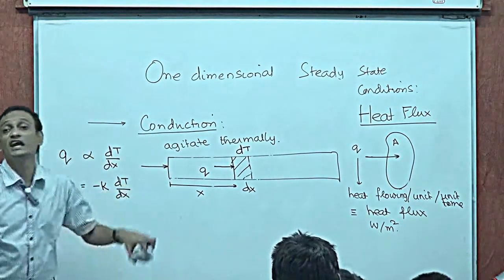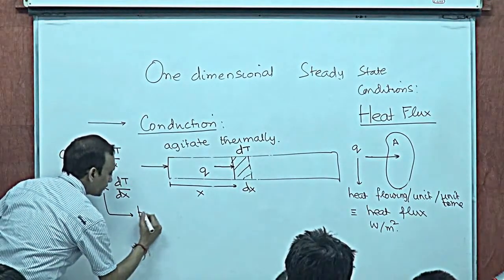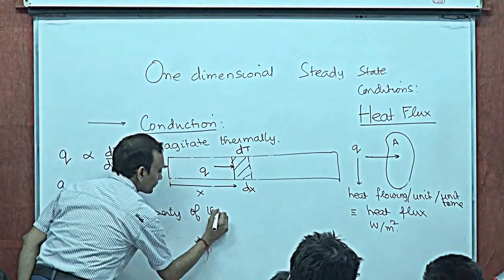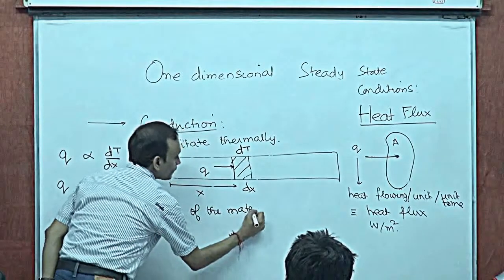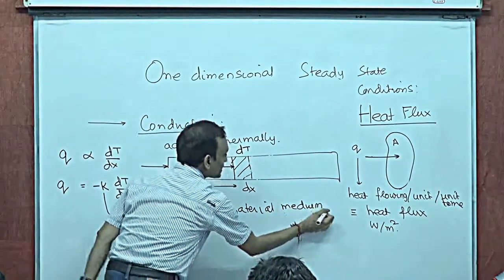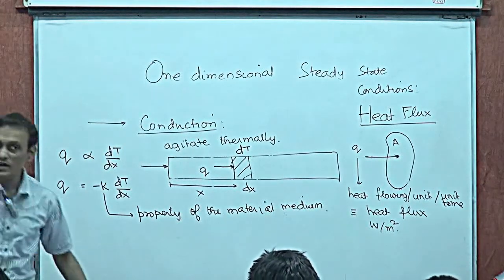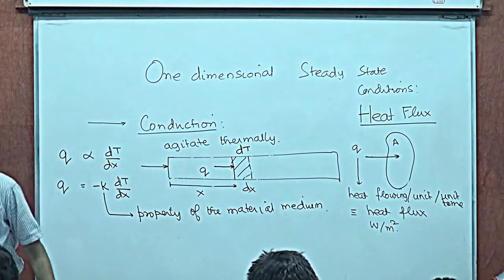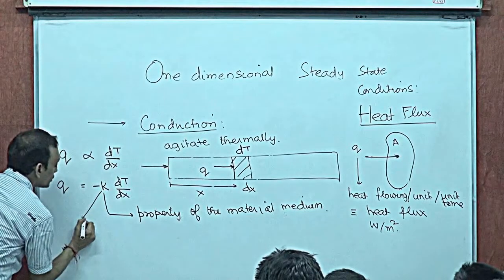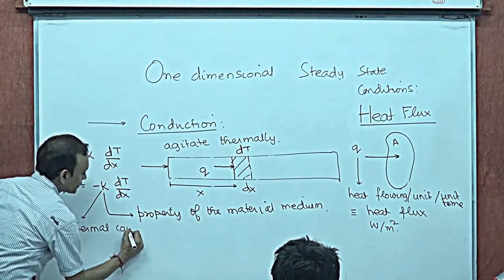Now, as far as this k is concerned, it's a property of the material medium. It's a thermal property of the material medium, an intrinsic basic property of the material medium, and is called the thermal conductivity of the medium.